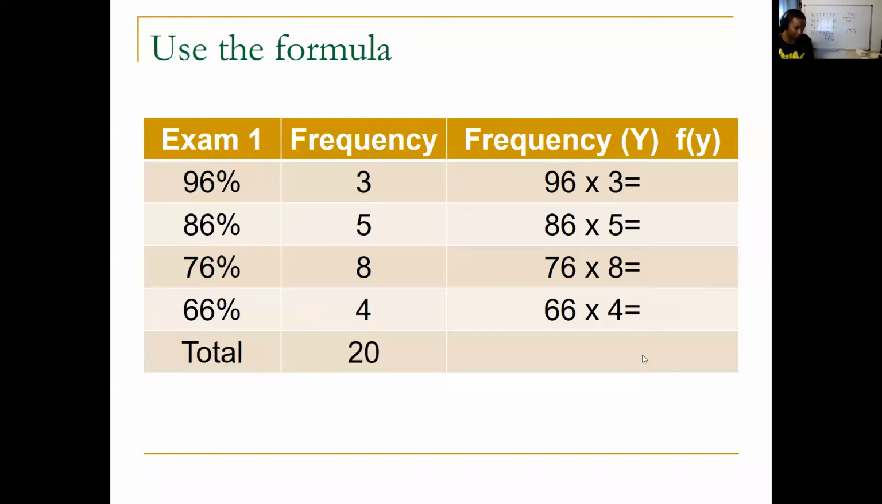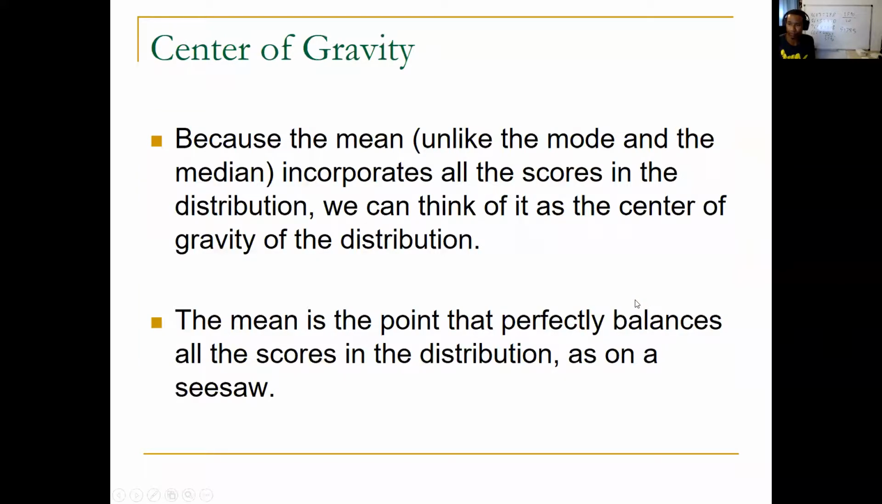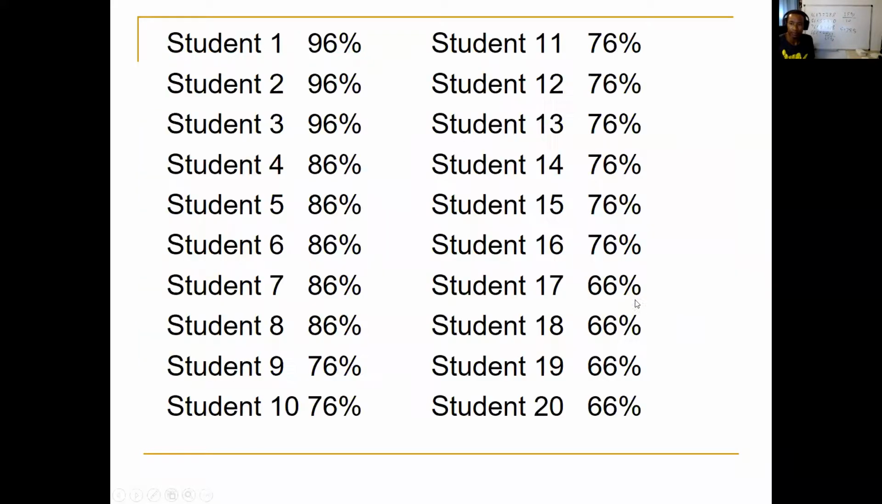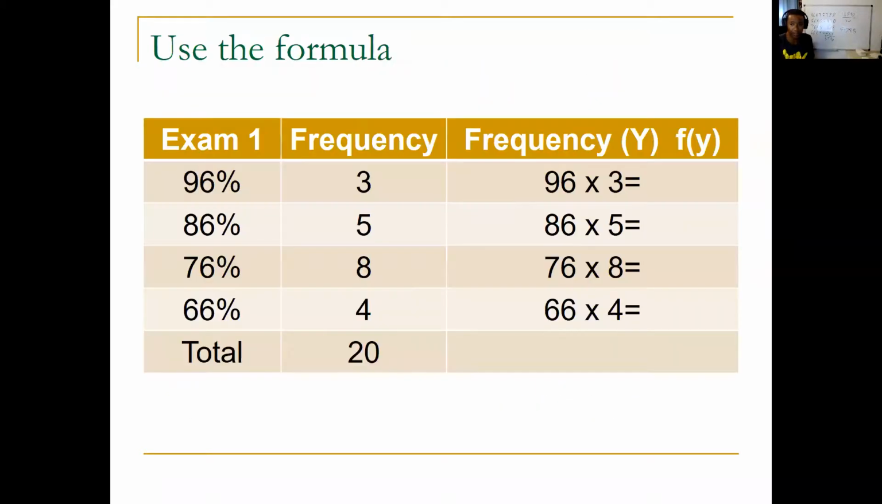So that's how you find the mean in a frequency distribution. So to find it in a list of raw scores, you just add them all together, divide by 20. To find it in a frequency distribution, you multiply the raw score by its frequency to give it its proper weight, add those together, and then divide by 20.